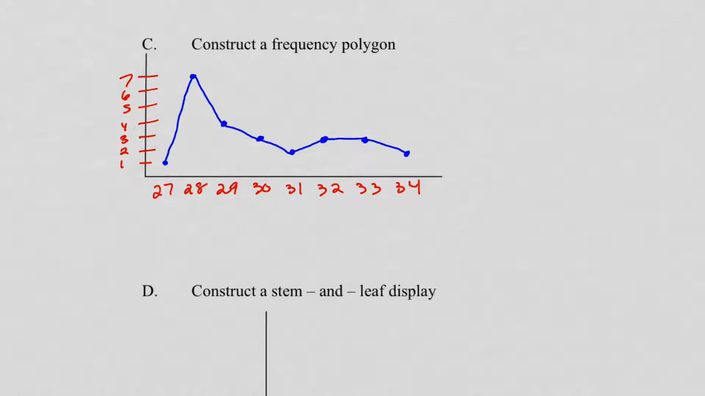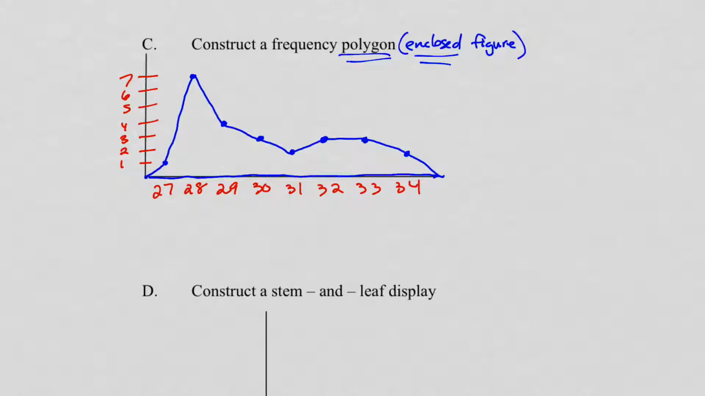okay, that is not a polygon. The definition of a polygon is it is an enclosed figure. So enclosed means there's no open spaces. So we have to finish this down to 0. Now it's a polygon. So we connect this right here. A polygon is an enclosed figure.